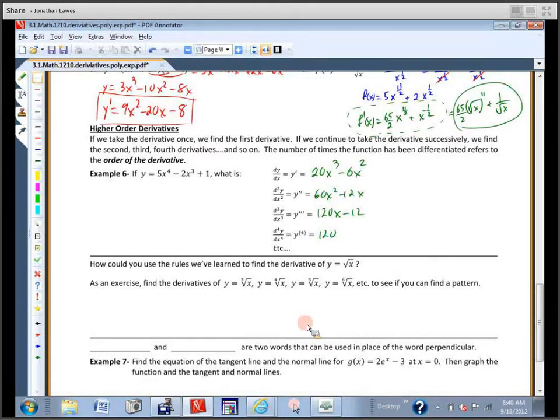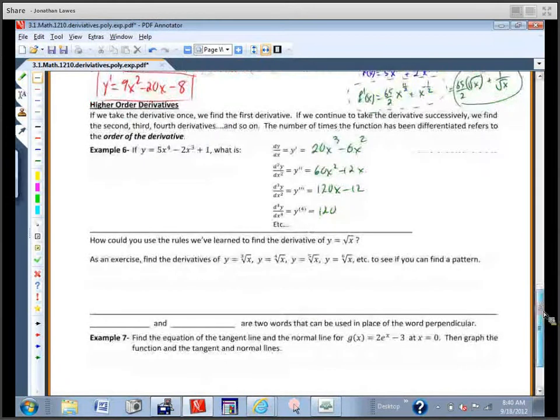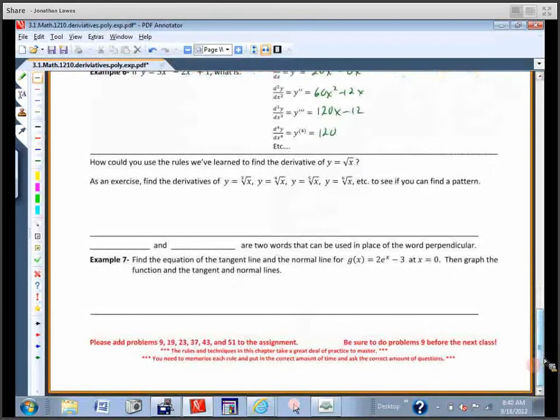120x minus 12. 120. And for the heck of it, what would the fifth derivative be? 0. And the sixth? Everyone after that's going to be a 0. That would happen with a power function. If you've got a polynomial, eventually you're going to be able to differentiate it to 0. Okay, are there any questions?